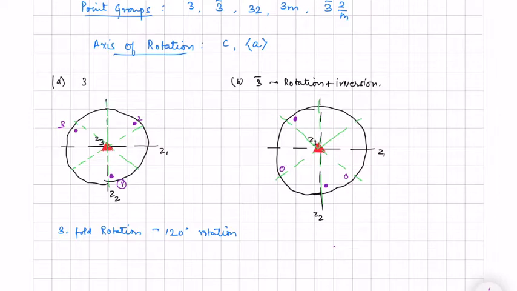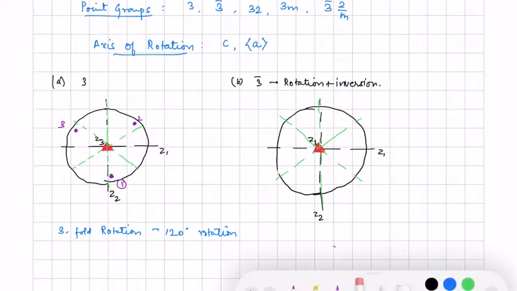Sorry, I made a mistake. Let me correct that. Let us start again with this initial point. After 120 degree rotation, it goes till here. And then after inversion about the origin, it is here. This is point 1, this is point 2.